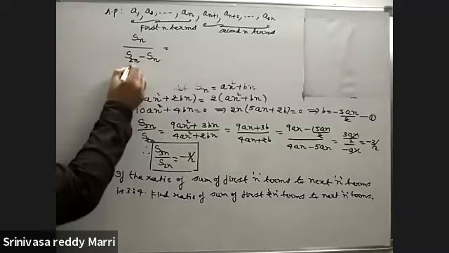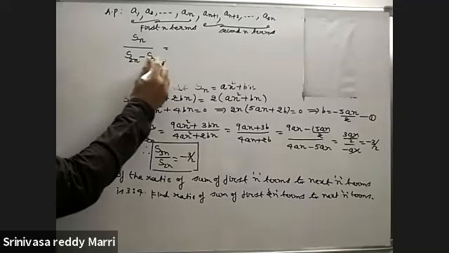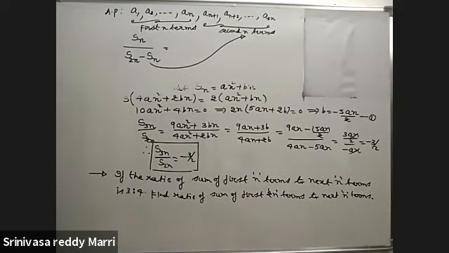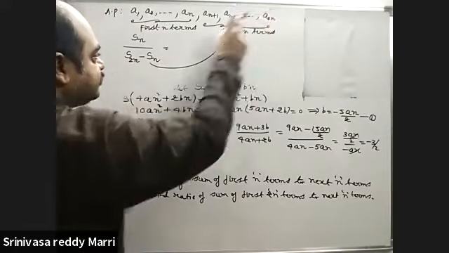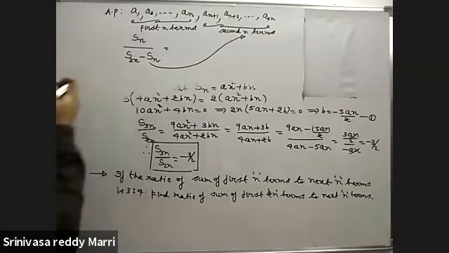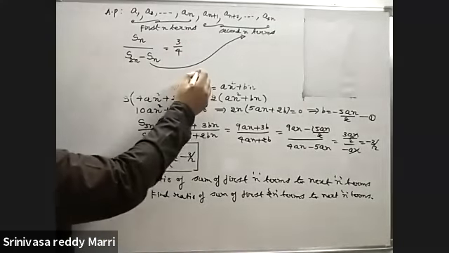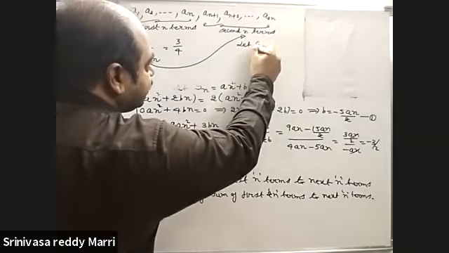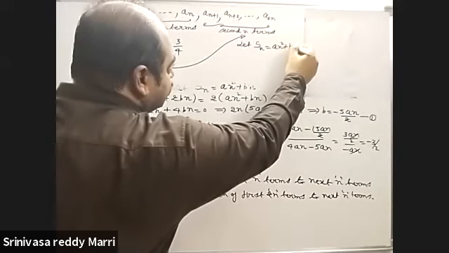Sn, so this is the sum of the second n terms. The denominator, whatever I have written, is nothing but the sum of the second n terms. What we will do is, from the starting up to that term, find S2n minus the sum of the first n terms. This is the second n terms, and this is the given ratio, 3/4.